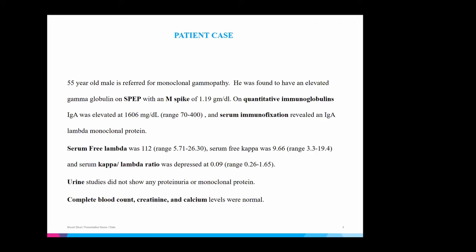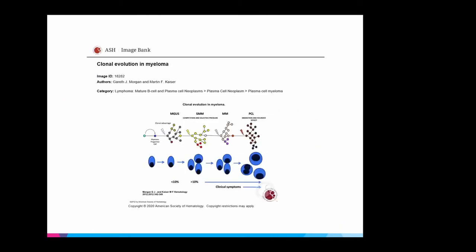The serum free lambda was measured at 112 with a range of 5.71 to 26.30. And the serum free kappa was 9.66. The serum kappa lambda ratio was depressed at 0.09 with a normal range of 0.26 to 1.65. Urine studies were obtained, but did not show any proteinuria or monoclonal protein. Patient's complete blood count, creatinine, and calcium levels were all normal. So think about this case as we go through the talk, and we will hopefully come to a consensus as to what's going on with this patient.